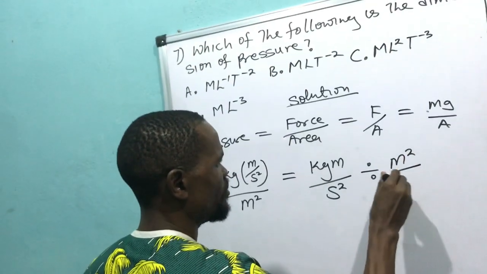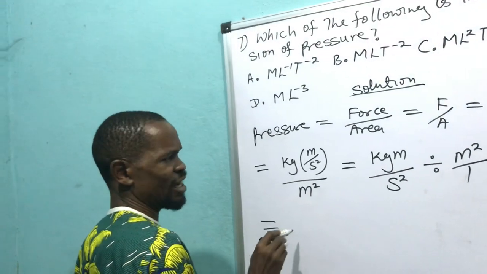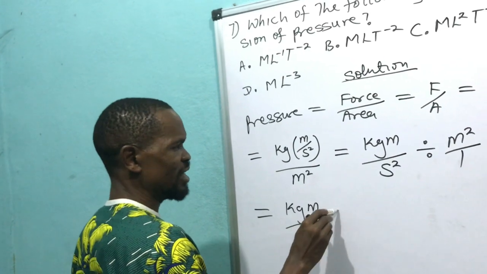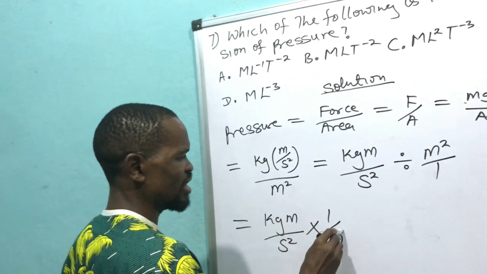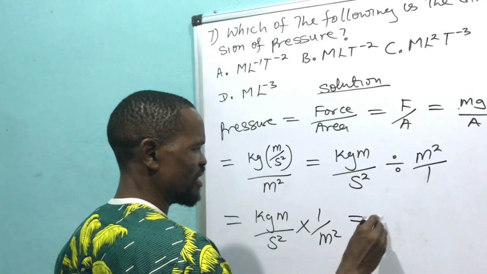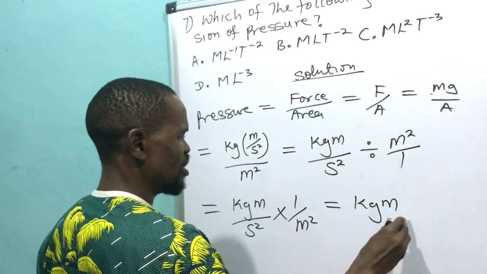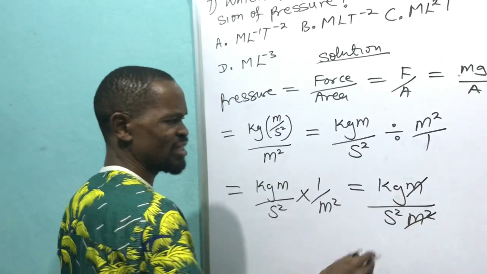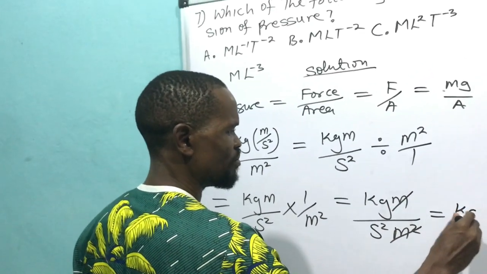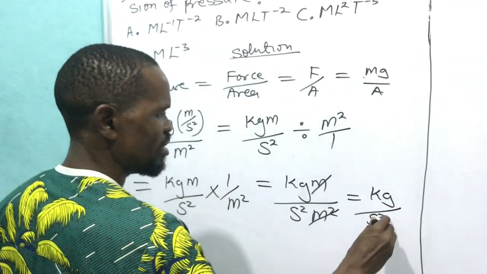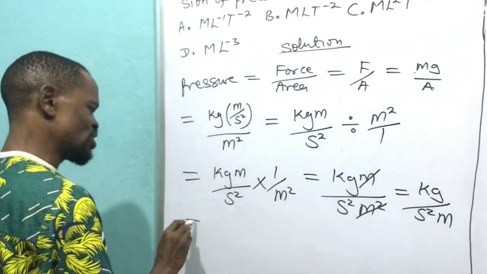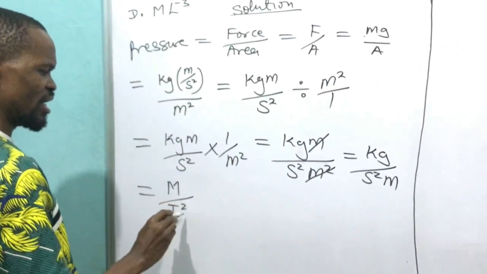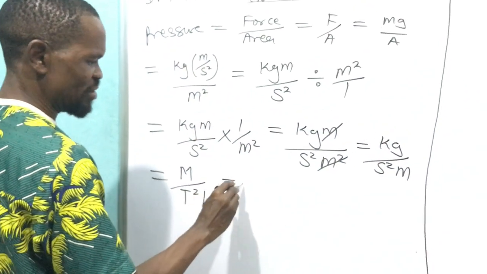Over 1. And this can give me as well kilogram, meter per second squared times 1 all over meter squared. And this will be kilogram, meter all over second squared, meter cubed. One meter destroys one meter here. I will have kilogram, then second squared meter will remain. And the dimension from this unit will give me capital M all over T squared and L.